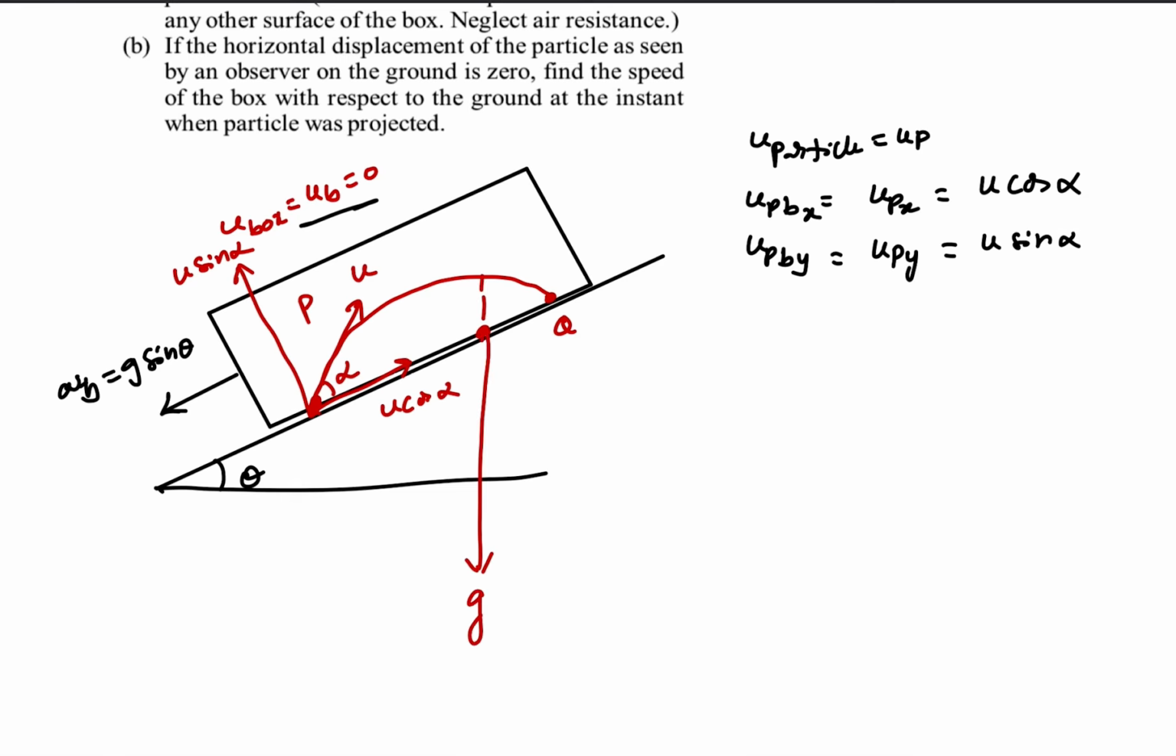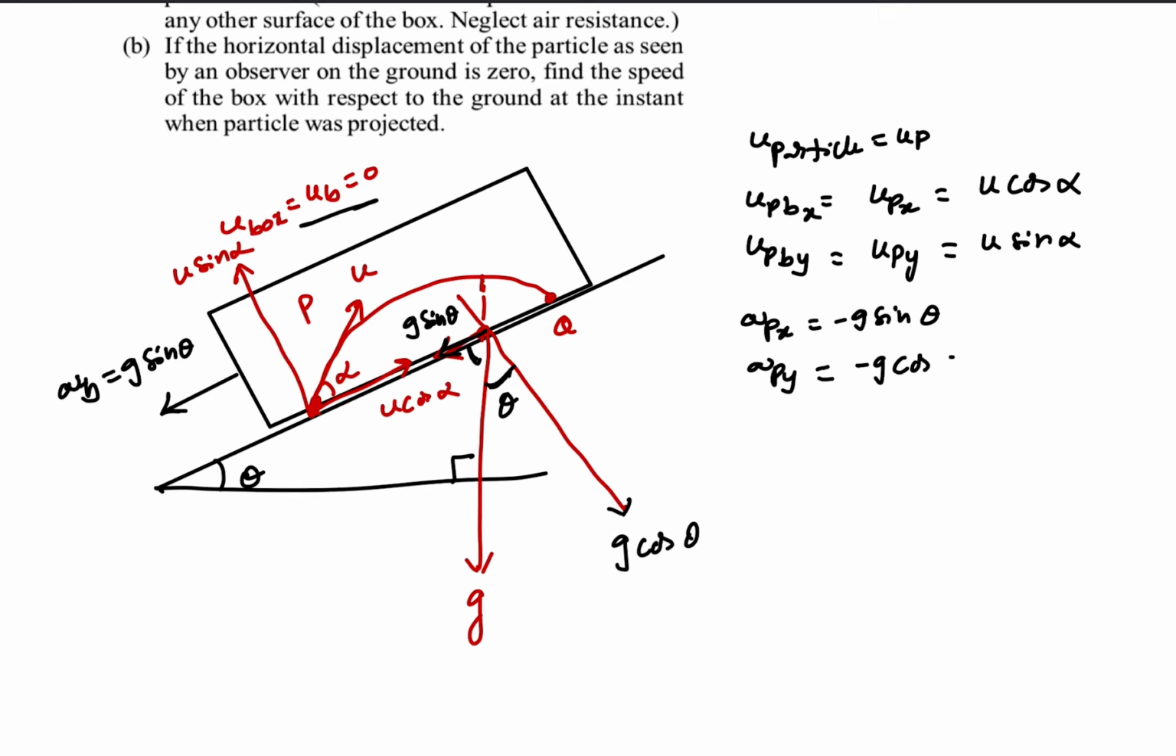Next, what are the g values? You can see g is acting in the downward direction for the particle. Now we can resolve it into components. One component, as it is 90 degrees, 90 minus theta, this will be theta. So the components are g cos theta and g sin theta. The acceleration of the particle along the x-axis is minus g sin theta. The acceleration of the particle along the y-axis is minus g cos theta. The acceleration of the box along the x-axis is minus g sin theta. Along the y-axis, it is not moving.